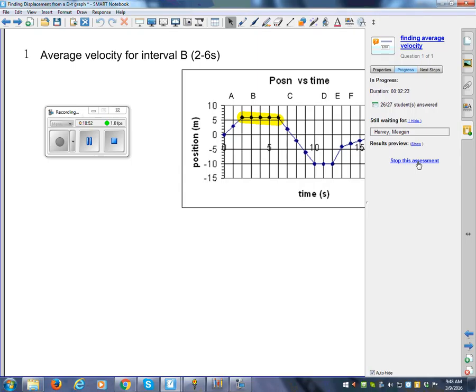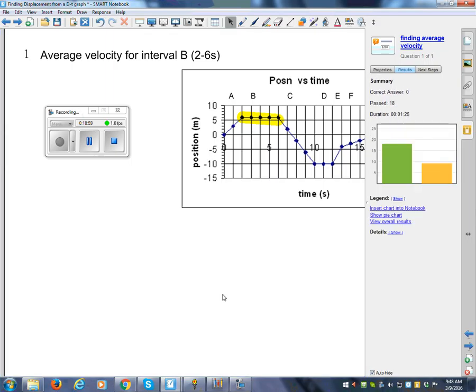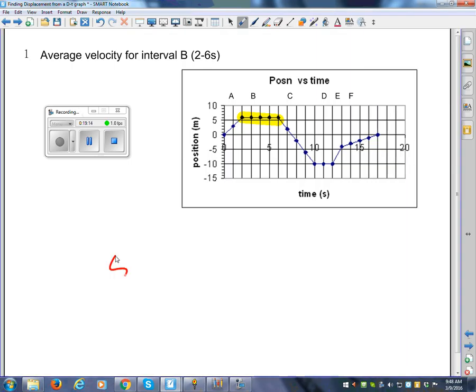Did you press enter, Megan? What's the answer, Alex? 0! What does the flat line mean? We did it yesterday. What does a flat line mean for velocity? It means it stopped. Do you need a calculator to tell me what the slope of a flat line is? I don't think so. The slope is 0. It is stopped.